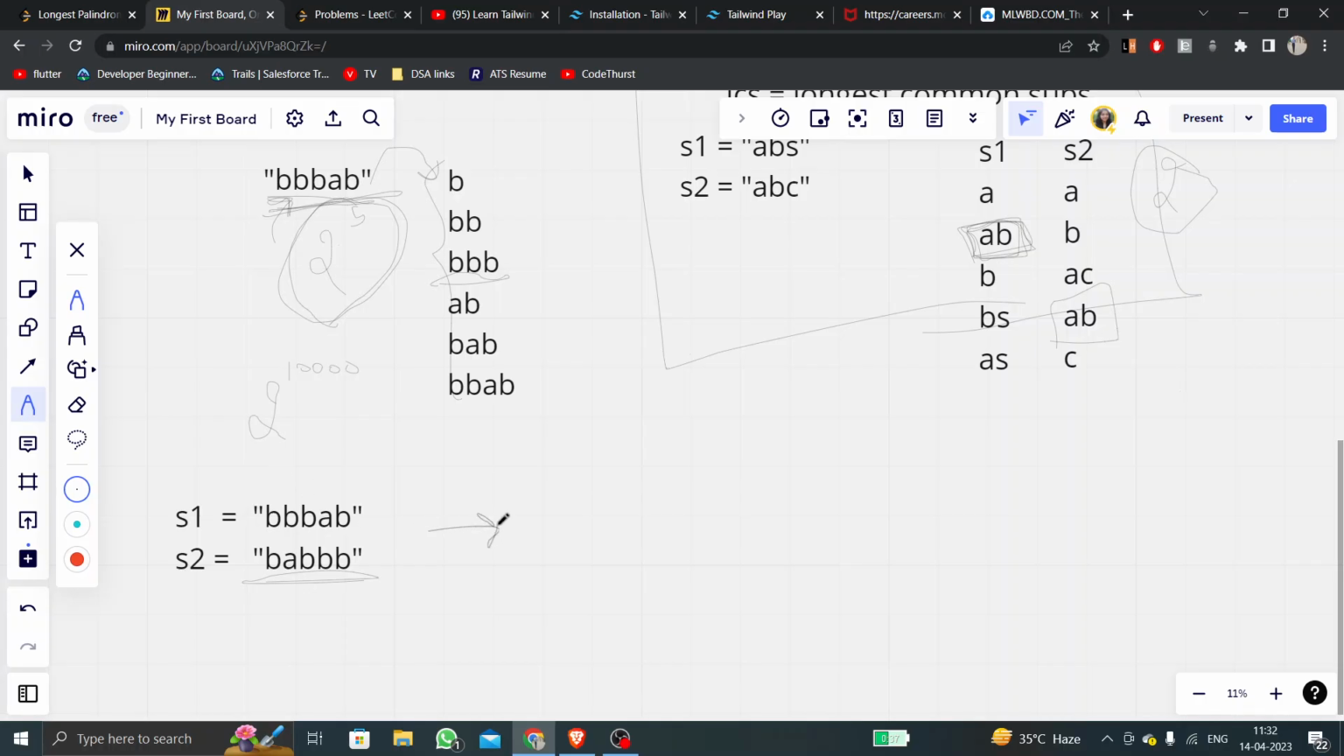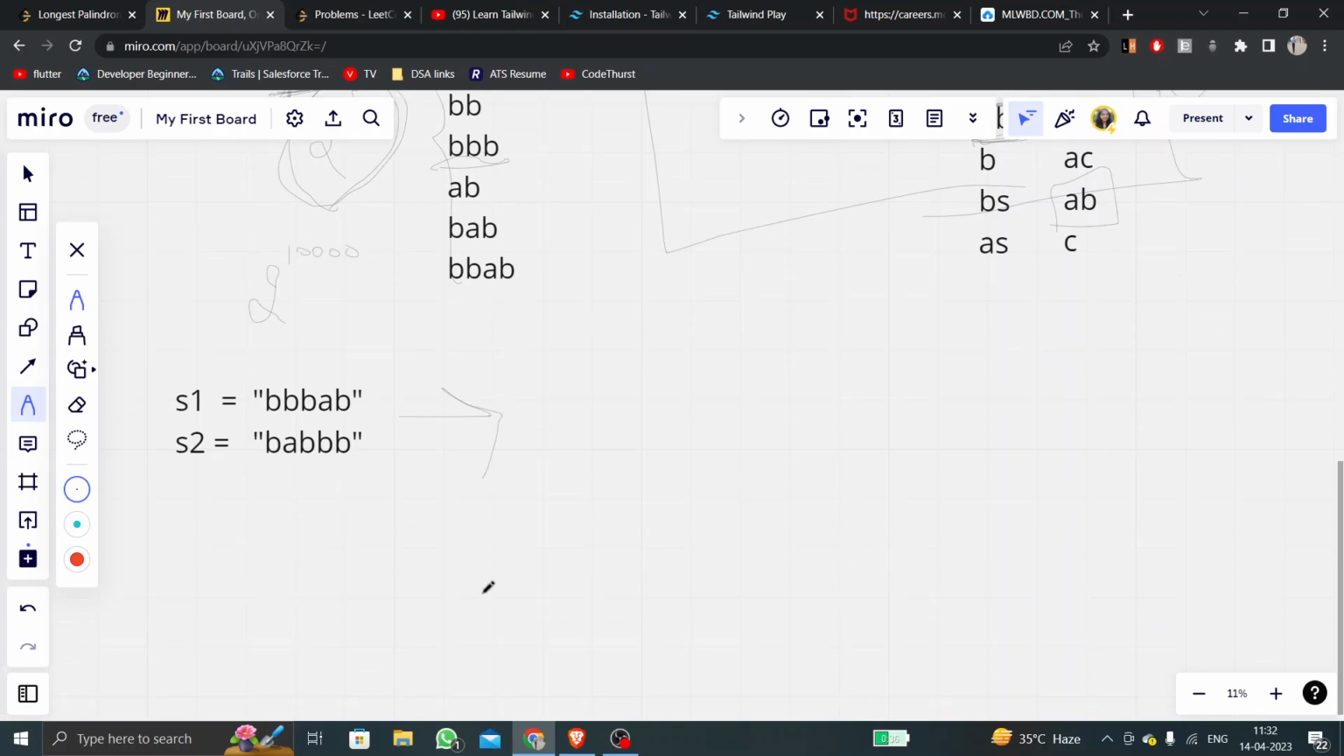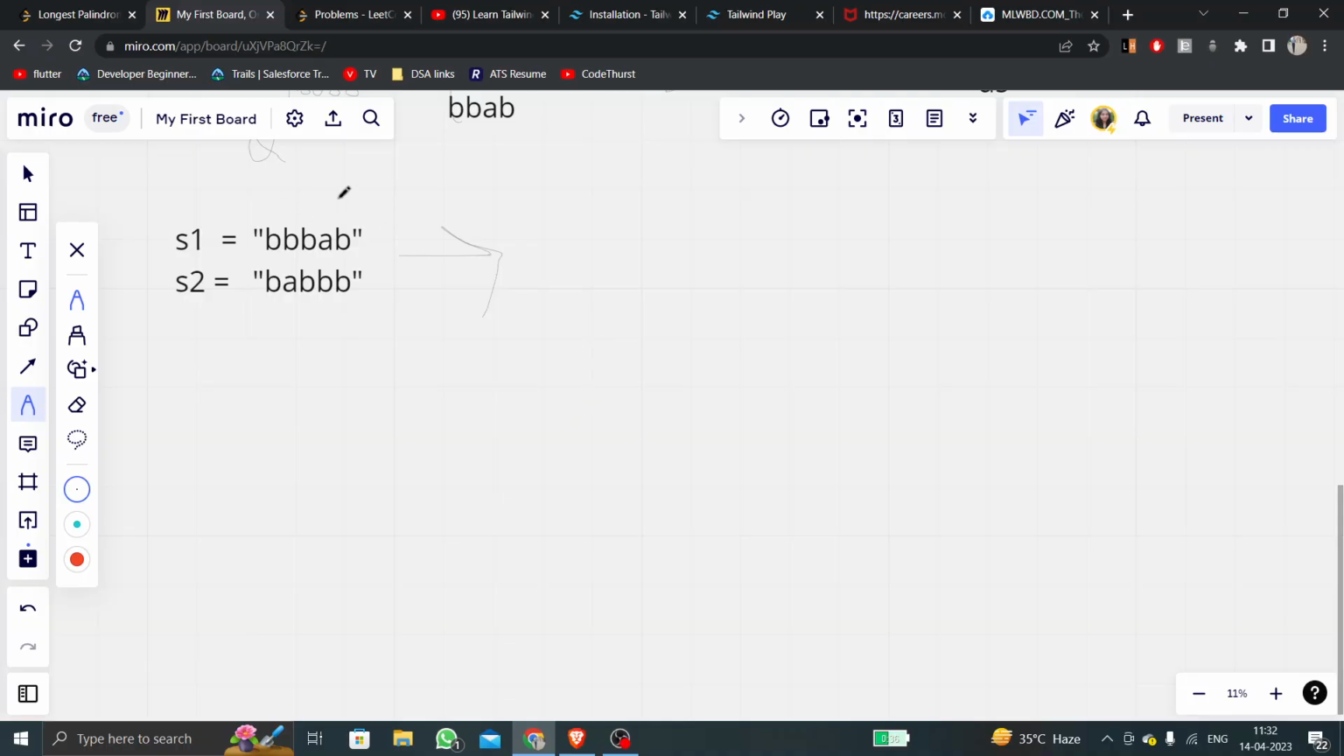An LCS of these two strings will be a palindrome. Okay. And now to solve this question, we are going from the end. You can go from the starting as well. This is just a choice. We are going from the end.